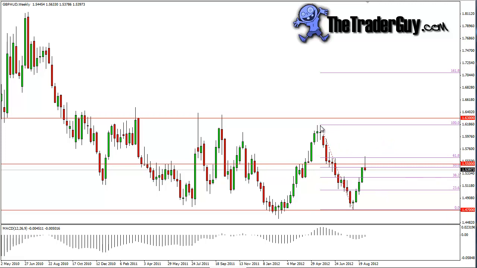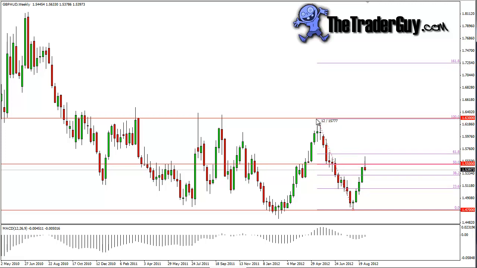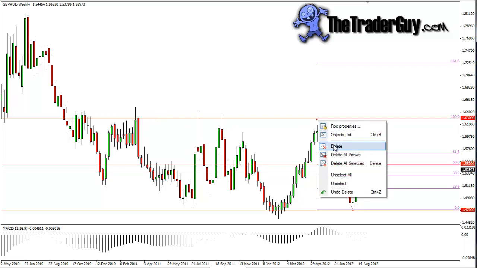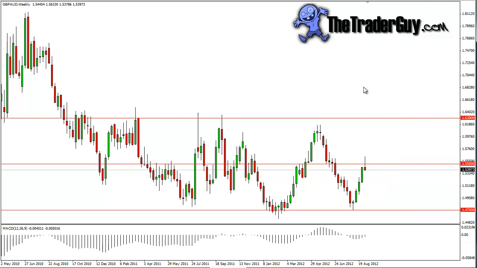The only reason that the 50% isn't exactly lined up with it is because you will notice the last time we tried to hit that resistance area, we didn't quite make it, which in and of itself is a little bit of a negative sign as well.